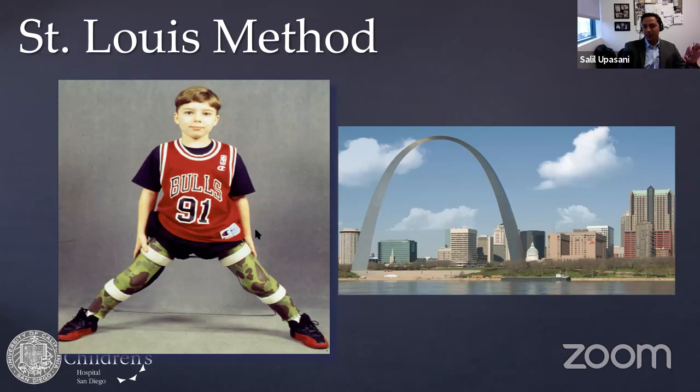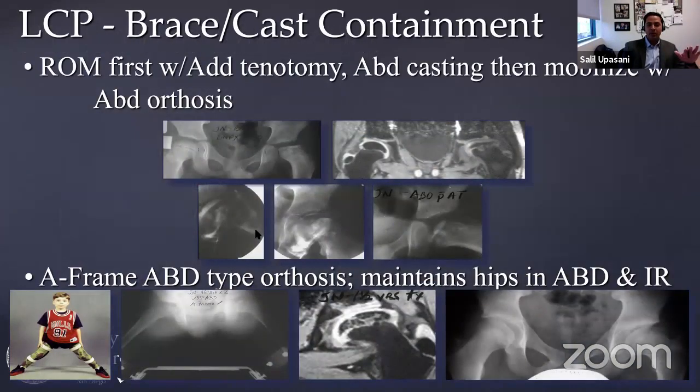Okay. So obviously the St. Louis method, I'm sure some of you have visited Perry Schoenecker. This treatment definitely works. What they start off with is obtaining motion by doing an adductor tenotomy, immobilizing them in a cast, a Petri cast, and then transitioning them to this A-frame, which maintains the hips in abduction and internal rotation. My thought is once these hips are contained, they're able to weight bear through it.